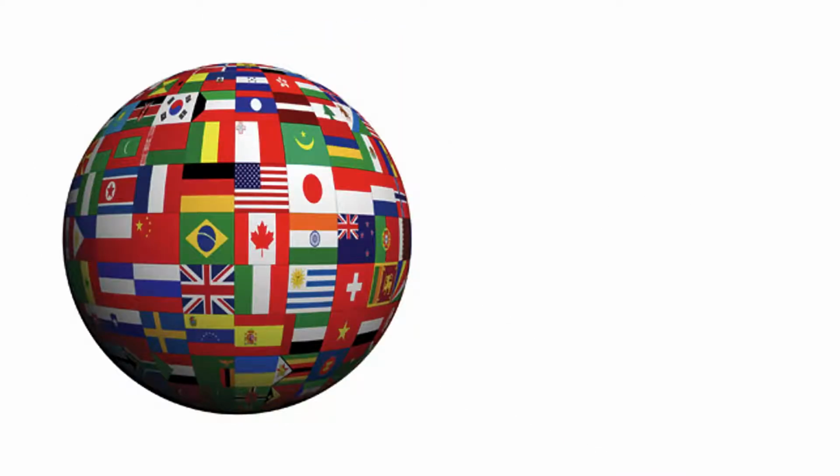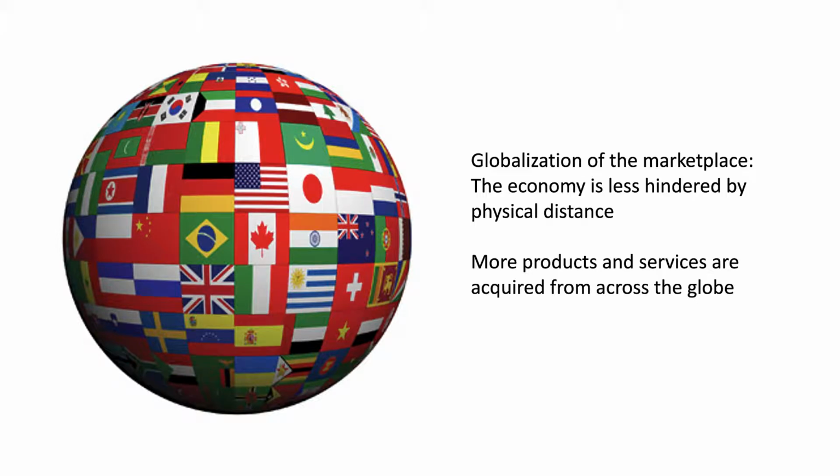The second thing is the globalization of the marketplace. So what does that mean? Well, it means the economy is less hindered by physical distance. More products and services are acquired from across the globe. And one of the reasons is information communication technologies, or the acronym ICT, in that it's much easier to share goods and products and services using the internet than before the internet existed. And those two things, ICT and the globalization of the marketplace, have had a great impact on the supply chain.